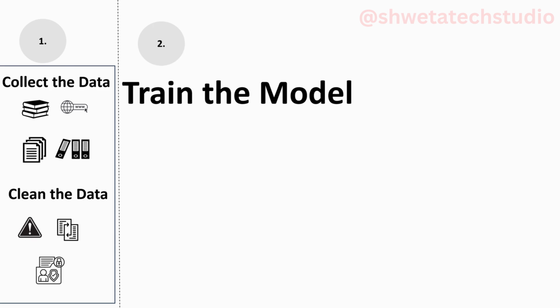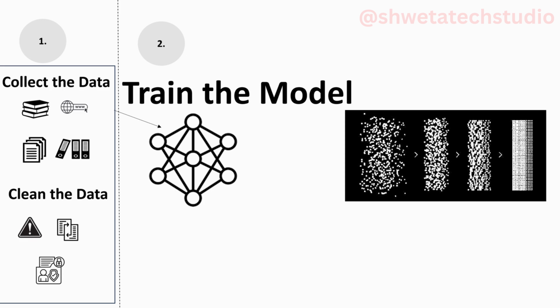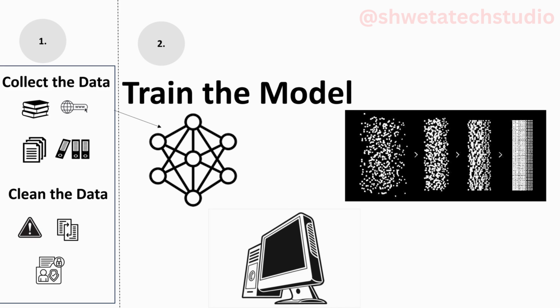Next, we train the AI model. Here, we choose a foundation model that fits our goal. Then, we feed the clean data into it. The AI learns patterns from the data. This step takes a long time and requires powerful computers.